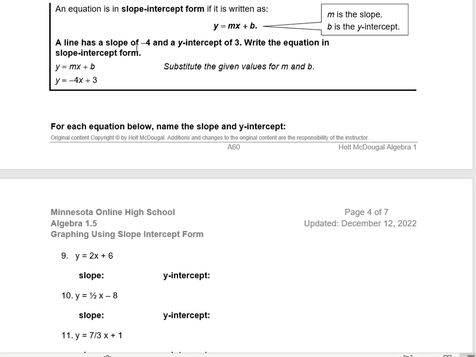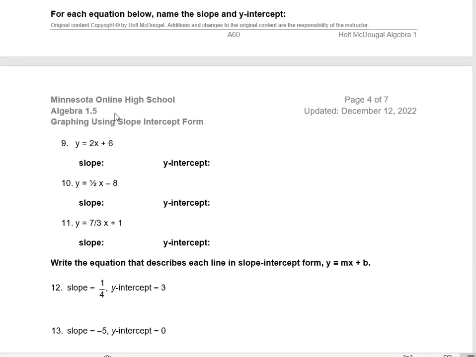So for example, they say a line has a slope of -4 and a y-intercept of 3. Write the equation. So we would replace m with -4 because that's the slope, and b with 3 because that's the y-intercept, and now your new equation is y equals -4x plus 3. In our first few problems, we are going to look at the equation and name the slope and y-intercept, and then you'll write the equation.